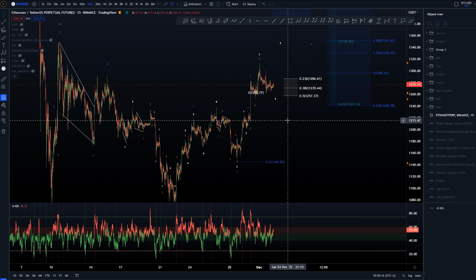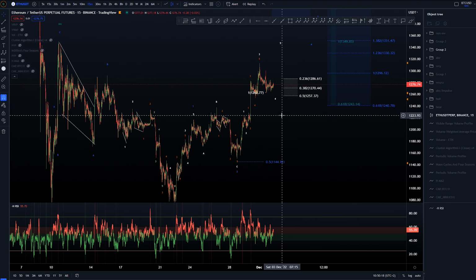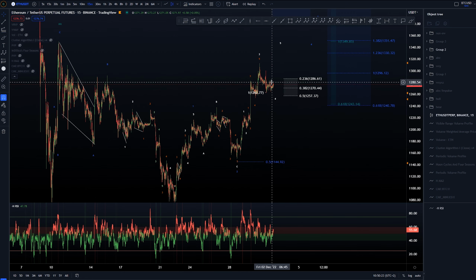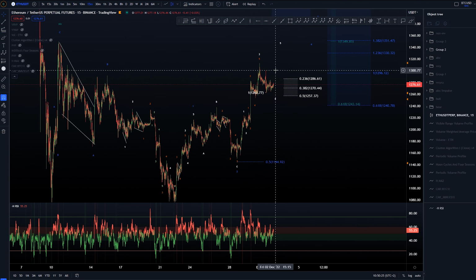I'm short on Bitcoin already, and I took a long on Bitcoin and ETH as well on these lows here. No shorts on ETH because again I don't see it here.